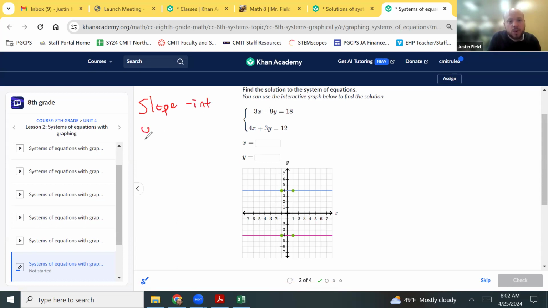Slope-intercept form is y equals mx plus b. Once you know that, you know that b is the y-intercept, the first point you graph on the y-axis. m is the slope, and we can talk all about that. But these are not in that form.